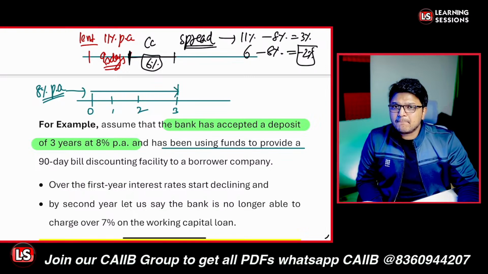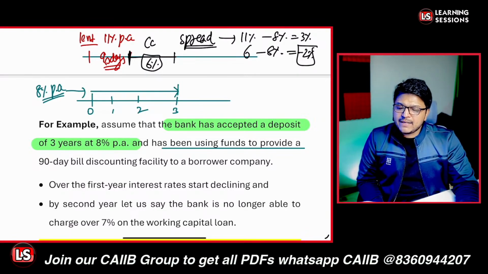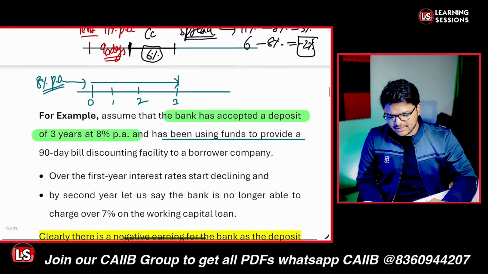So it may be the case. That is why management is to be done, because market risk is present. The management is to be done in such a manner that you are able to manage the mismatches, the net interest income, and further the different spreads. Okay, so that's the case.